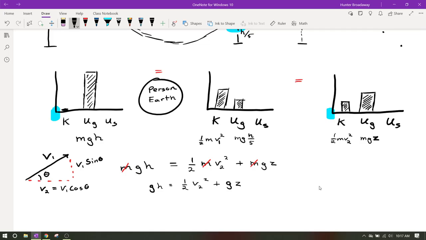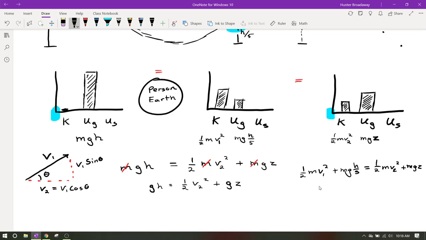Let's try this. We're going to set this guy equal to this guy. So that's 1/2 m v1 squared plus mg h over 5 is equal to 1/2 m v2 squared plus mg z. Now I know that V2 is the same thing as V1 cosine theta. So whenever I have V2 on the right side, I can make that V1 cosine theta.